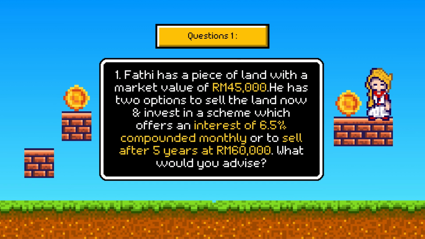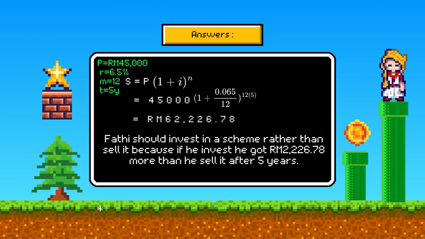Question number 1. Fatih has a piece of land with a market value of 45,000 ringgit. He has two options: to sell the land now and invest in a scheme which offers an interest of 6.5% compounded monthly, or to sell after 5 years at 60,000 ringgit. What would you advise?